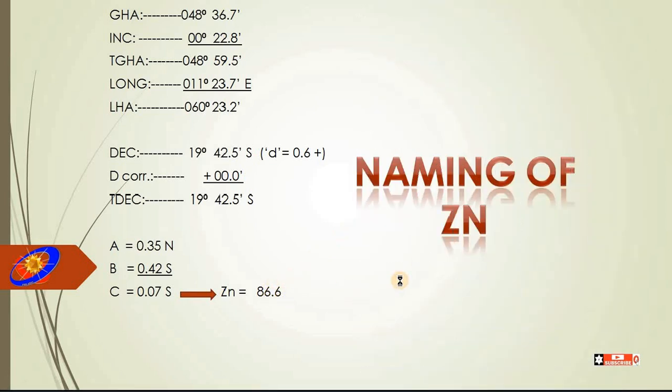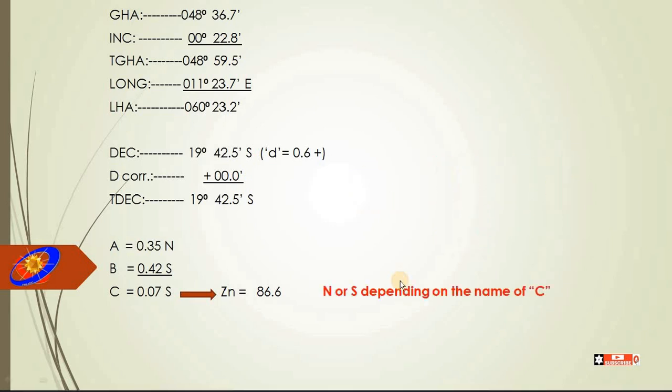For the naming of Zn, we have two names. First, north or south, depending on the name of C. So the name of C here is south, so we just put it here, south.